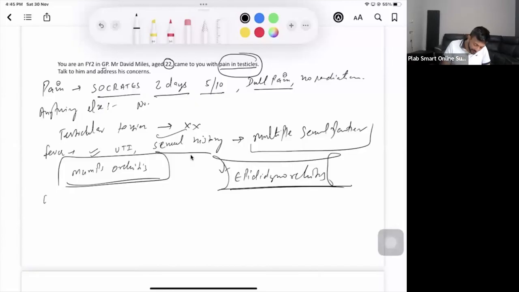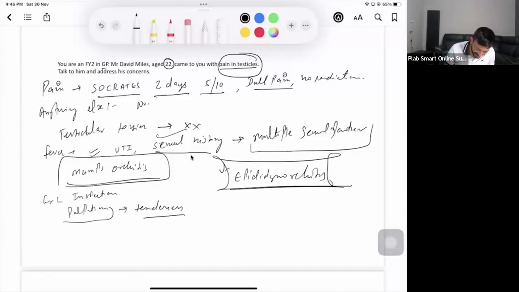Now, when it comes to the examination, am I going to do inspection? Of course. Am I going to do palpation? Yes. So when you do the palpation, the patient has tenderness throughout the examination, right? And is there any mass? There is no mass, but the patient has generalized tenderness on palpation.